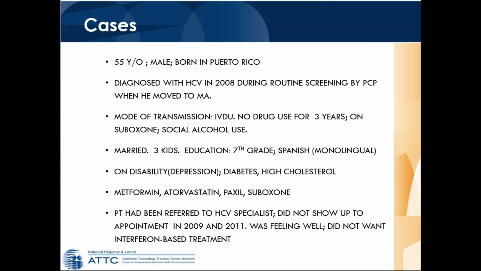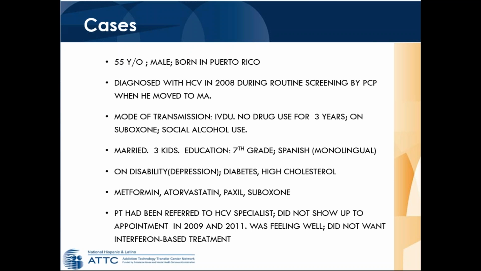And that's usually how hepatitis C gets diagnosed, by routine screening, because most people will not develop any symptoms of yellowness of the skin, nor abdominal pain, nor vomiting. Most people will not develop symptoms, so usually they get diagnosed when they go through screening, and we'll go over that later. Mode of transmission was intravenous drug use.